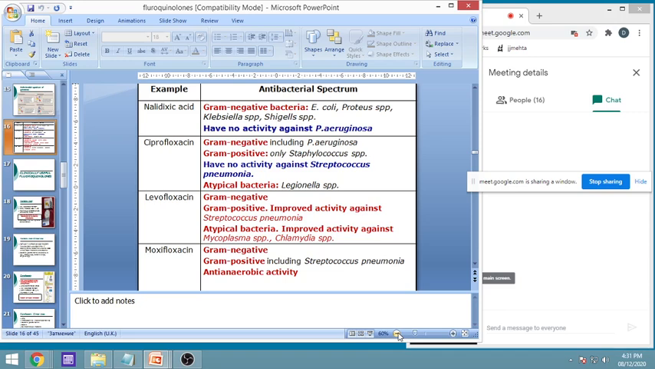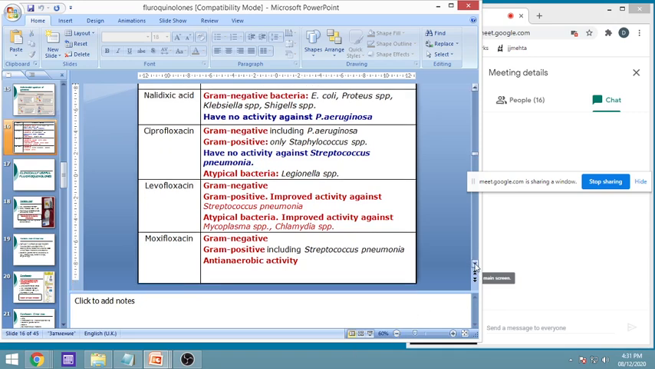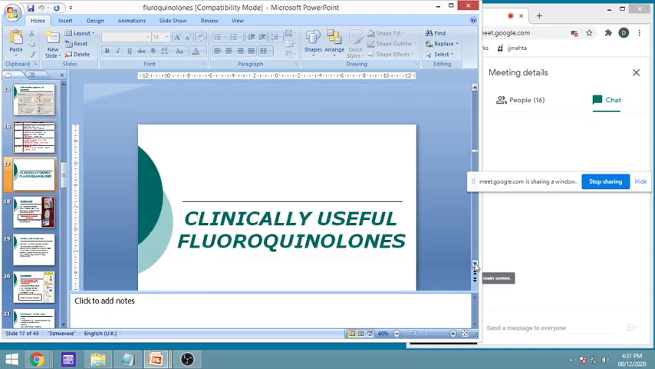In gram-positive, there was improved activity against Streptococcus pneumoniae, and atypical bacteria; they have improved activity against Mycoplasma species and Chlamydia species. And lastly, fourth generation is moxifloxacin, again very good activity against most of the gram-negative organisms. They have gram-positive activity including Streptococcus pneumoniae and anti-anaerobic activity. So these are therefore extended spectrum, or the spectrum is extended.